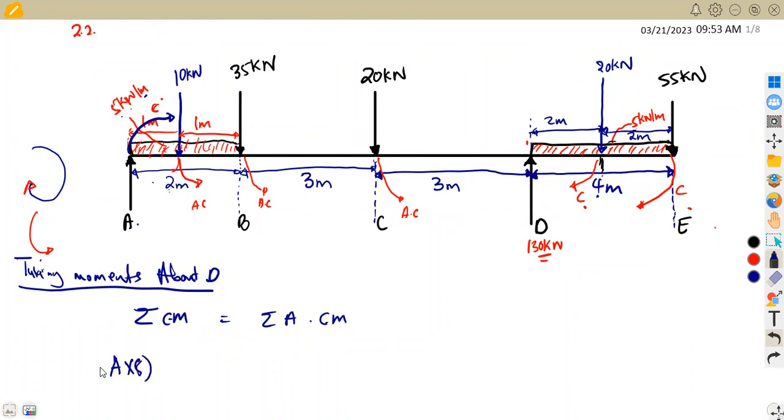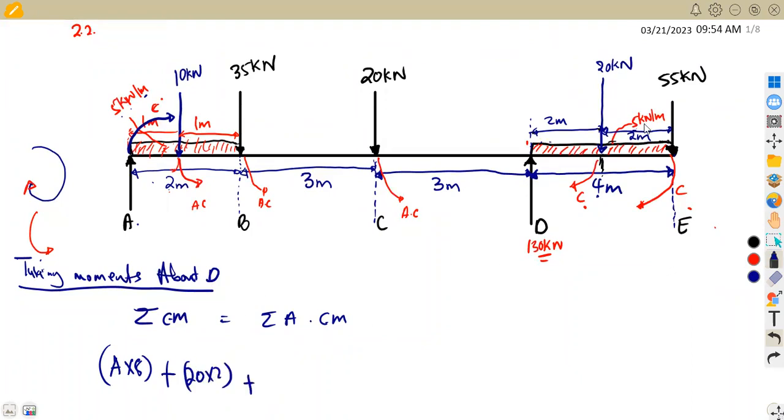So that's force times distance, which is 8 plus. We said we still have other in the clockwise, which is we are referring to 20 kilonewton. It's going in the clockwise. Okay, so it's 20 times a distance. What is the distance between 20 and D? Remember, we're referring back to D. So that's 20 times 2.